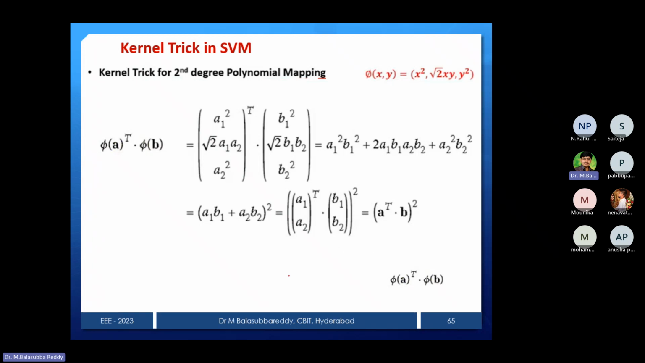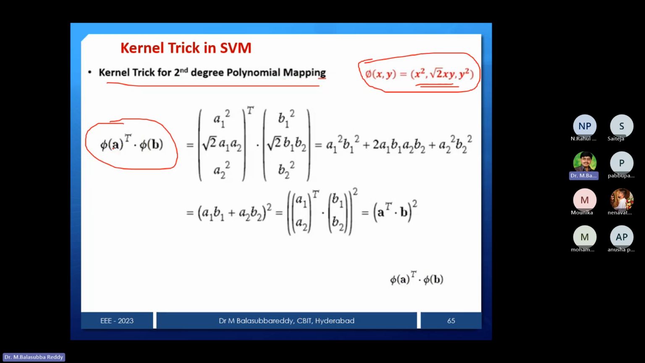Now let us see what the kernel trick is. Earlier we used this formula to convert low dimensional data to a high dimensional set. But with the kernel trick, for the calculation part, we no longer need to calculate every point like this and put it in. We go with one formula, the kernel trick. This is the formula of the kernel trick: phi of A transpose into phi of B.